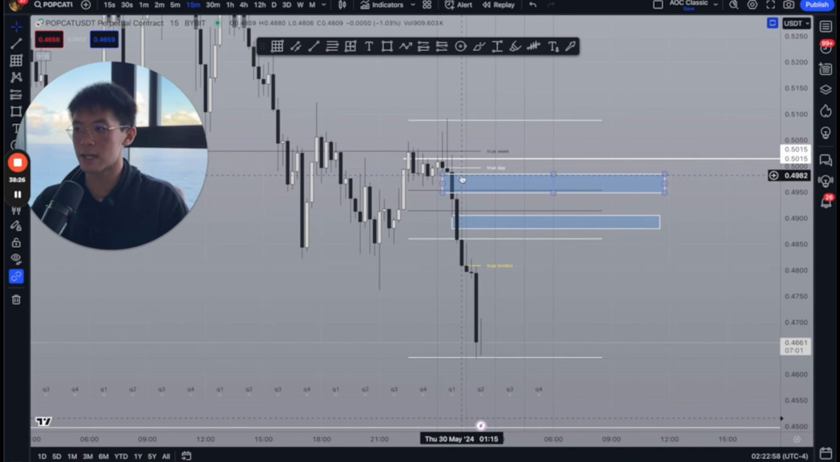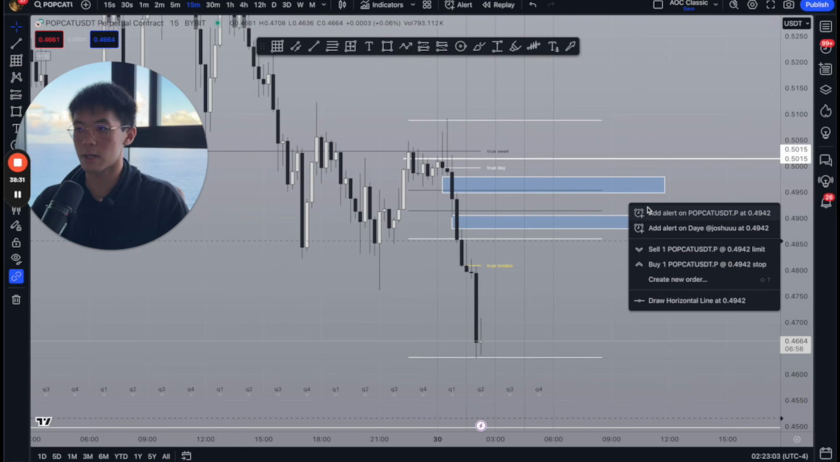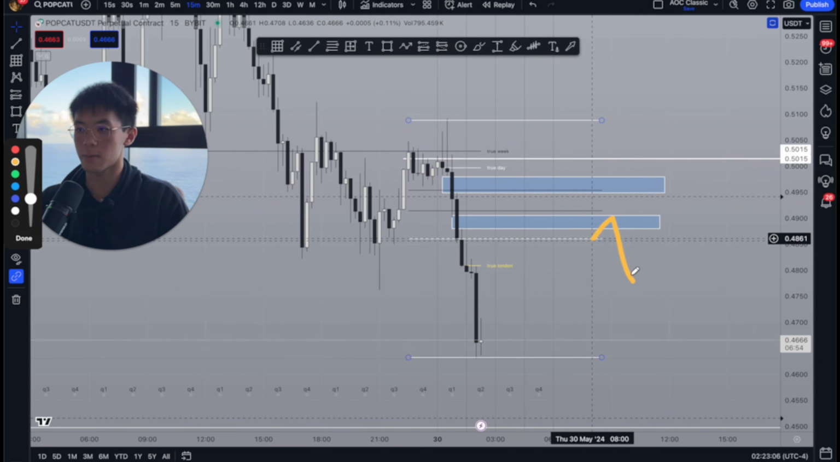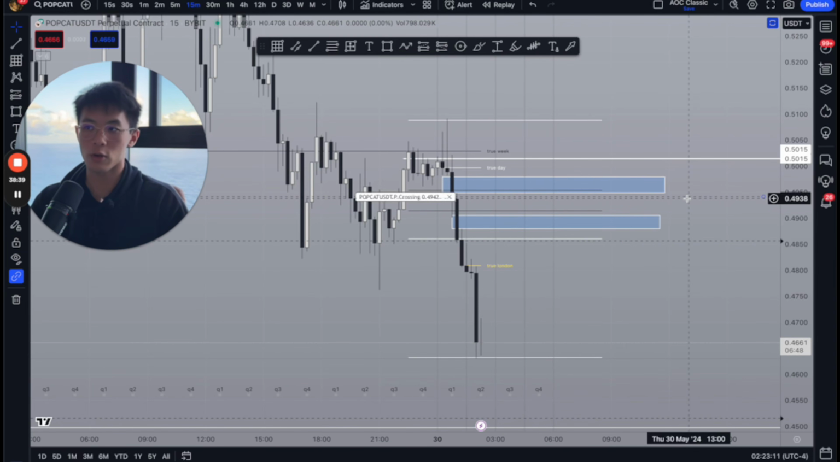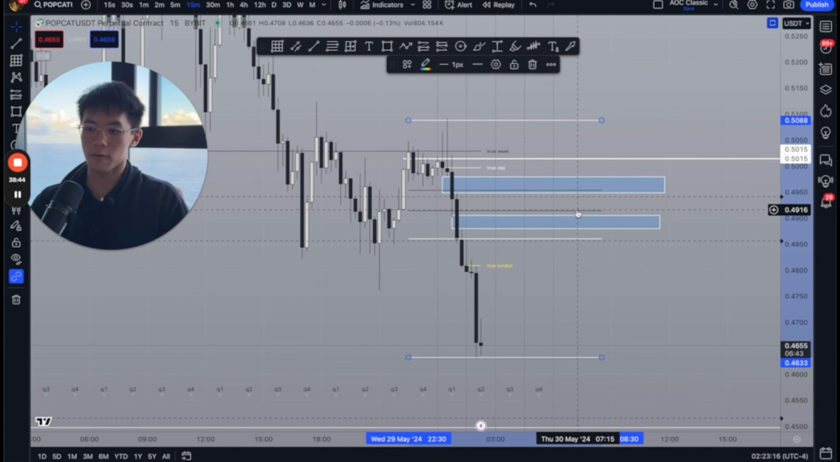Now, both of these are valid executional levels. I'm just going to set an alert, for example, on here and here, so that when these levels do get hit, I'm going to look for my execution steps to take a trade, which I will walk you through later. But for now, these are the two levels that I would place in terms of a retracement.